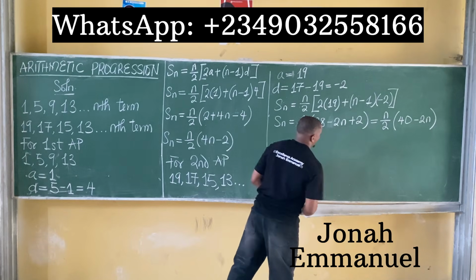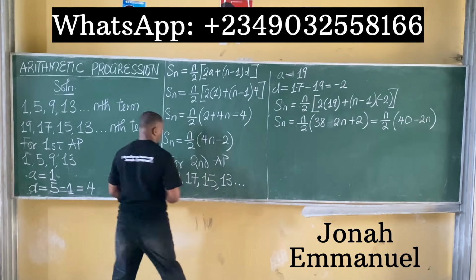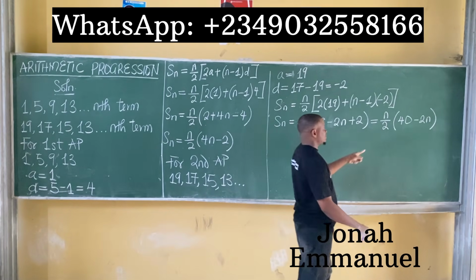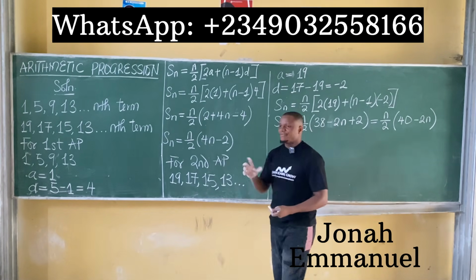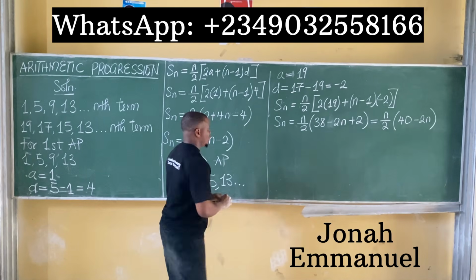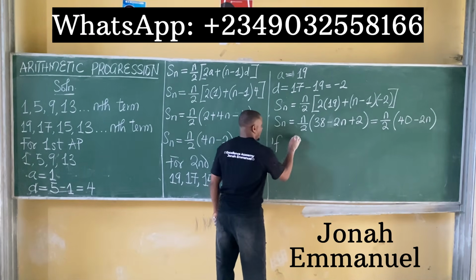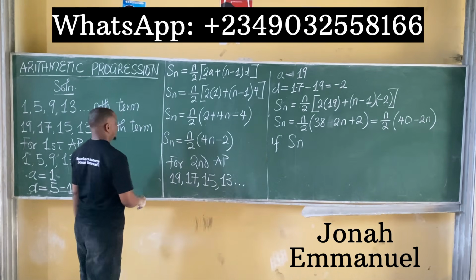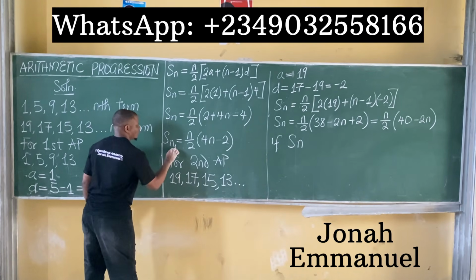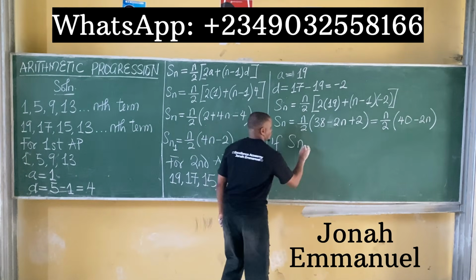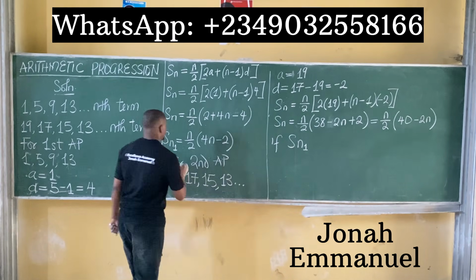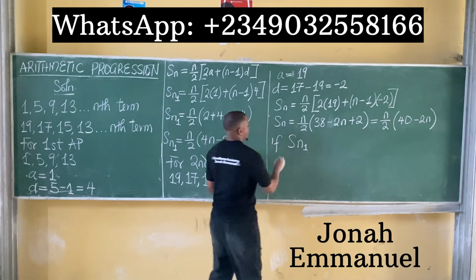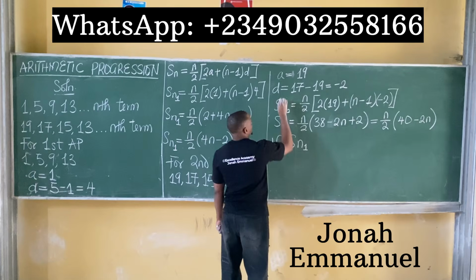All right, so we have this. So the sum of the terms for the first AP is this. The sum of the terms for the second AP is this. We're asked what value of n will they be equal? If they are equal, let me call this the sum for the first AP, Sn1. Sn1 means sum of the first AP. So I'll call this Sn1 just to demarcate them. Then I'll call Sn2 the sum for the second AP.